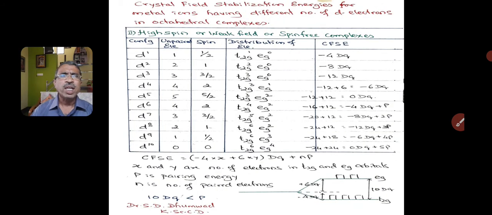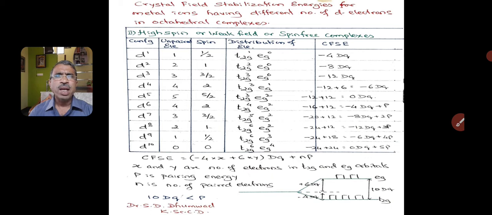Today, let us calculate the crystal field stabilization energy for high spin or weak field complexes. In these complexes, the crystal field splitting, 10 dq, is very small. As a result, the fourth electron goes into the EG orbitals rather than pairing in the T2G orbitals. Now let us see how to calculate the crystal field stabilization energy in these complexes.